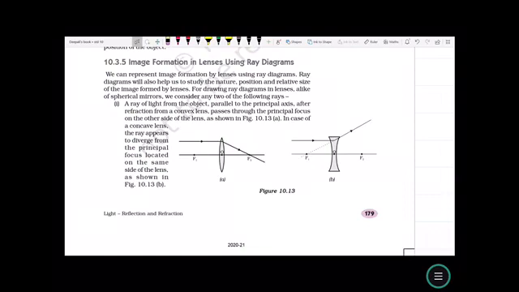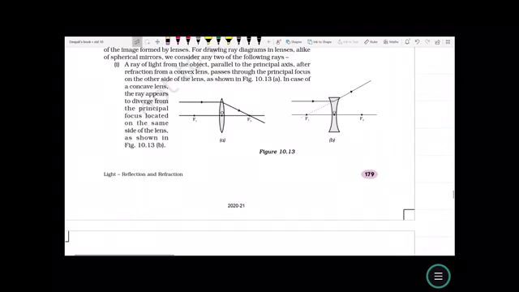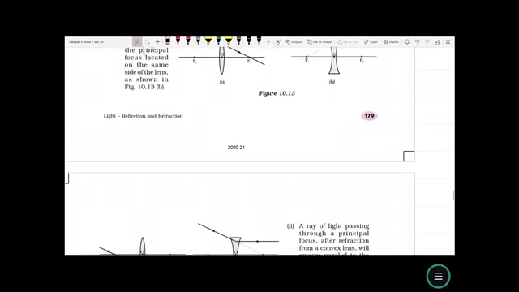A ray of light from the object parallel to the principal axis, after refraction through a convex lens, passes through the focus on the other side of the lens. In the case of a concave lens, the ray appears to diverge from the principal focus located on the same side of the lens, as shown in the figure. So you can observe the difference between the ray diagrams for the concave mirror, concave lens, convex mirror and convex lens.